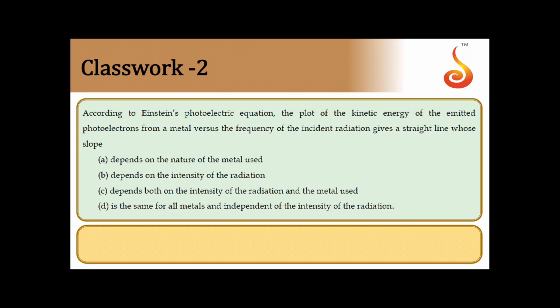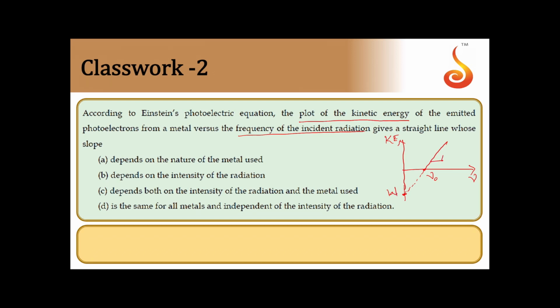So if you consider the graph of kinetic energy of emitted electrons against the frequency of incident radiation, you will get a straight line, with positive x-intercept and negative y-intercept. This is what you get. So this is kinetic energy, this is frequency. This corresponding value will give you threshold frequency and this will give you work function.